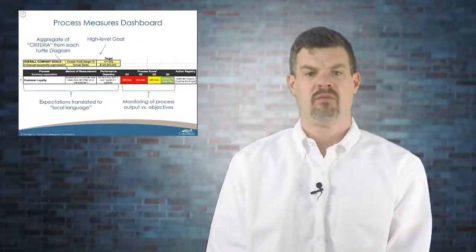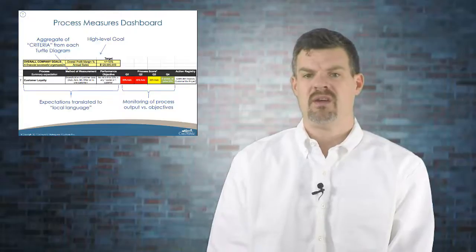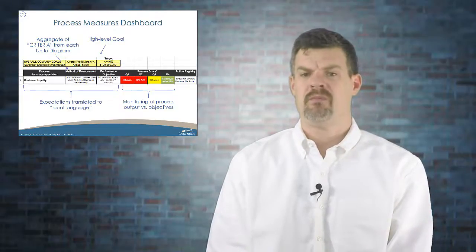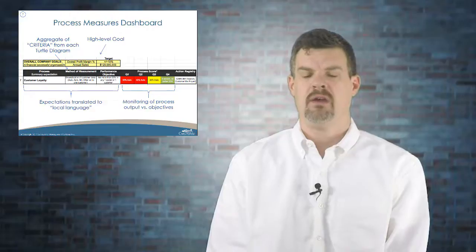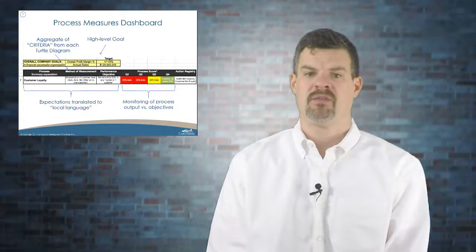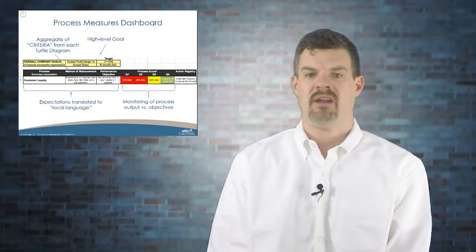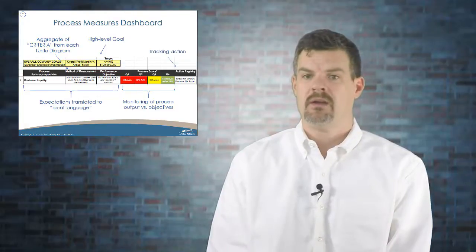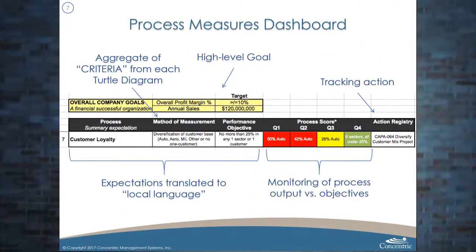Personally, I think Q1, Q2, Q3, that is maybe a good place to start, but eventually looking at your process measures monthly, if not more frequently than that, is probably the better idea. And then off to the right, as mentioned in the last slide, you're tracking your action items. So in this particular case, Kappa 064, Diversify Customer Mix Project, is the name of the project that's being used to correct the performance issues that we're seeing with this particular process measure.